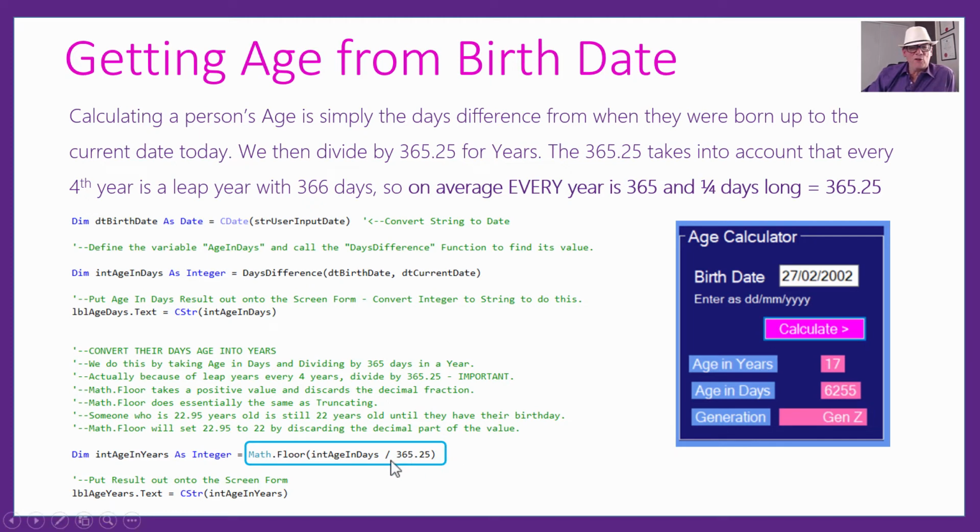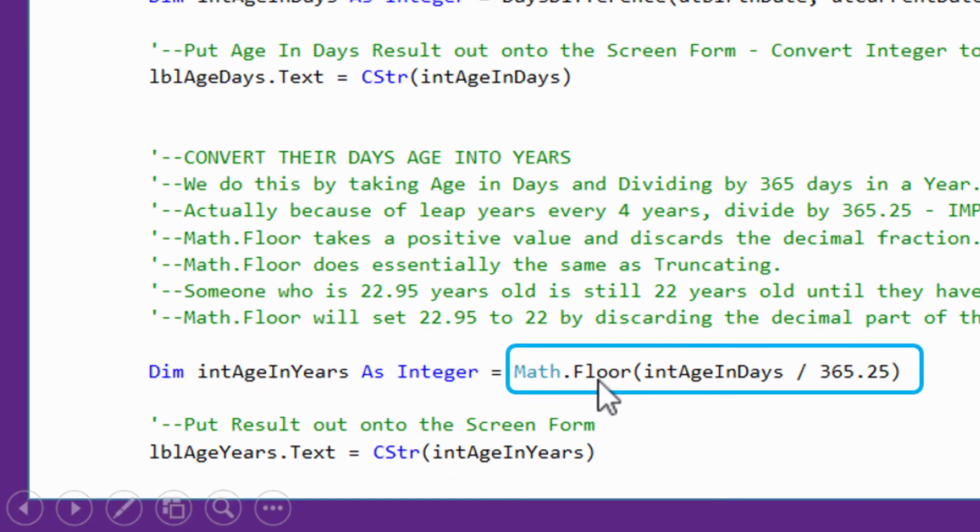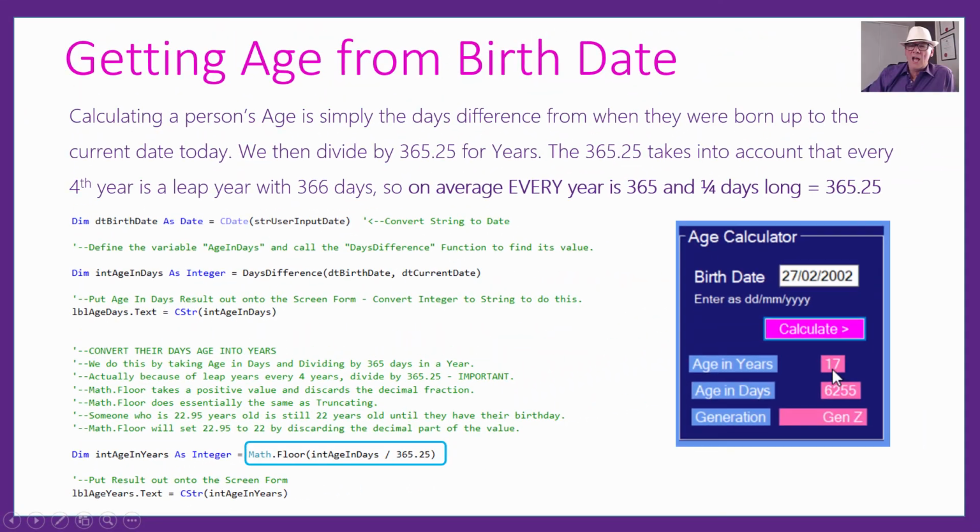And we just divide that by 365.25. So we have a math.floor to round off and get rid of any decimal parts. Put the days in, the days difference between their birth date and today, and divide that by 365.25. The 0.25 is real important, and that means they're 17 years old, okay? So that's all good, and that was the input birth date, the 27th of the 2nd, 2002.